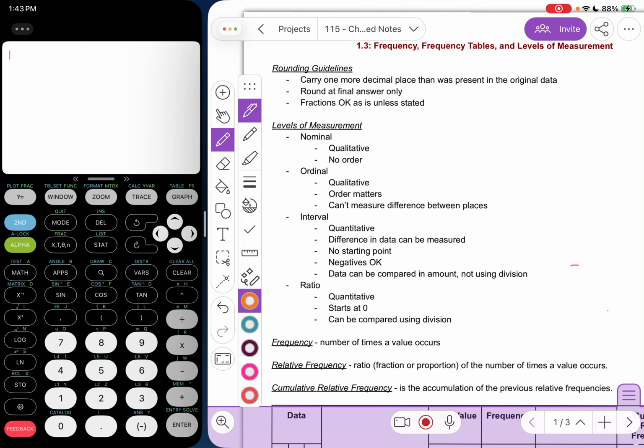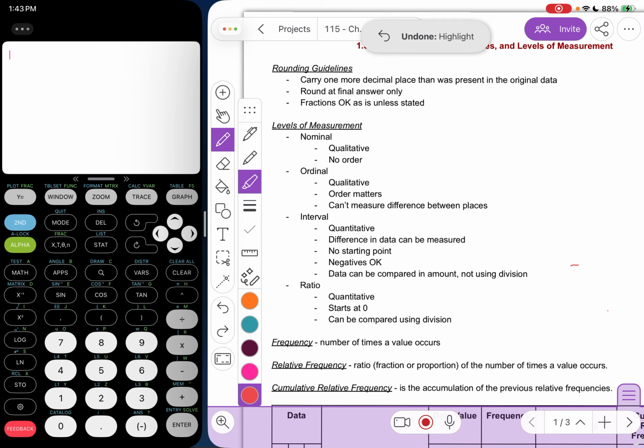Section 1.3 is about frequencies, frequency tables, one way to display data, and how you can use them. So, rounding guidelines when you're doing this is to carry one more decimal place than was present in the original data, and then round at your final answer only. So if your data gives you one decimal place, you're going to carry 2 until the very end and then round back down to 1.